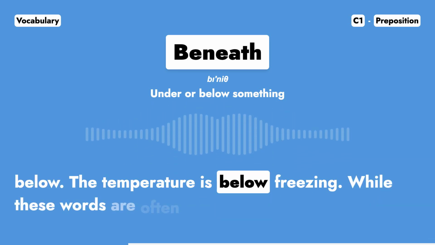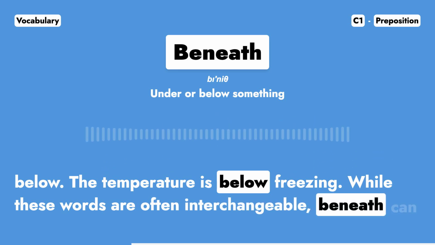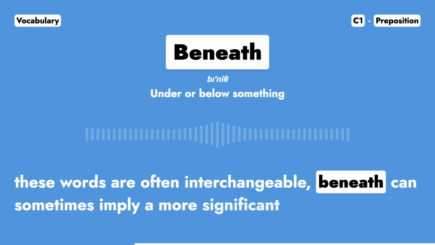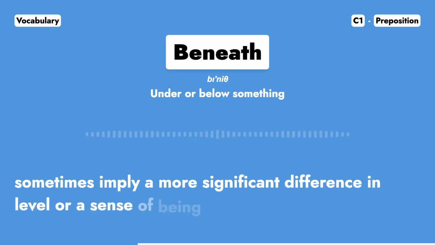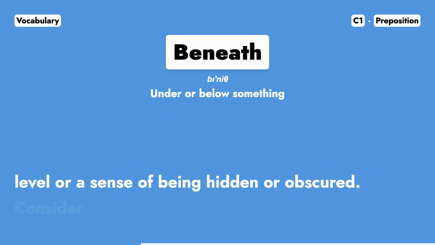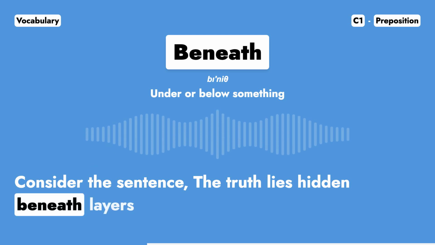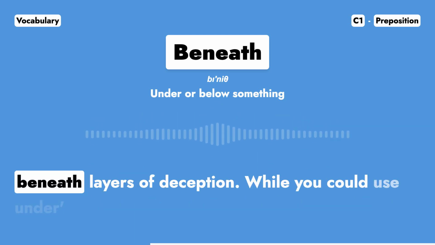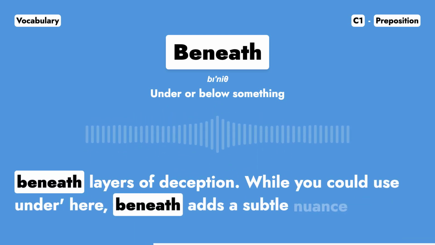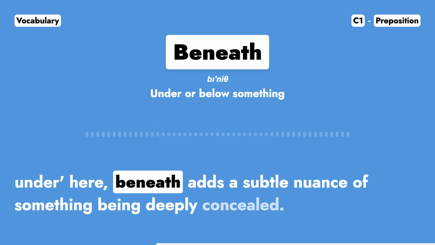While these words are often interchangeable, beneath can sometimes imply a more significant difference in level or a sense of being hidden or obscured. Consider the sentence, "The truth lies hidden beneath layers of deception." While you could use under here, beneath adds a subtle nuance of something being deeply concealed.